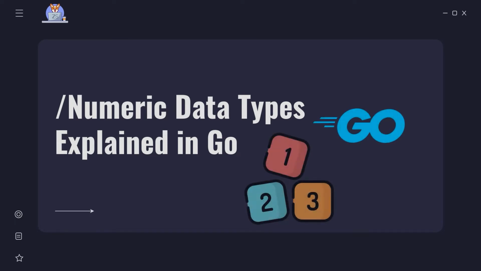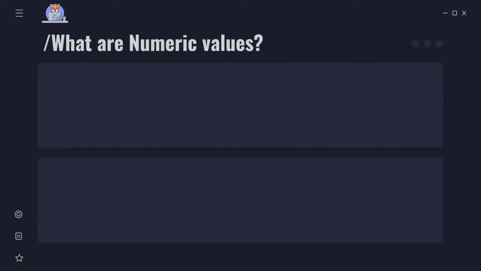Today we will talk about numeric data types in Go, including integers, decimals and complex numbers. We will see how to declare variables of these types, perform arithmetic operations, compare them and convert between them. So let's get started. What are numeric data types?